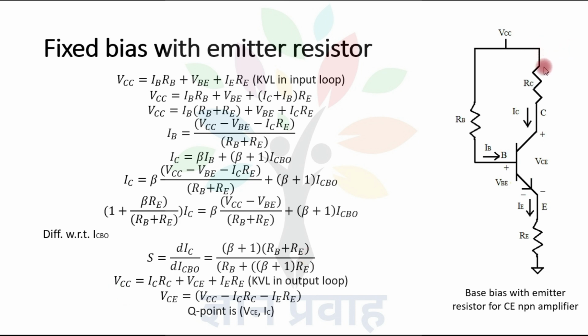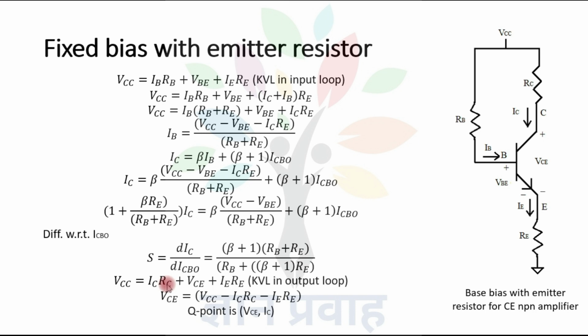Here we are applying the KVL equation in the output loop for the calculation of the second coordinate of the Q point. So VCC equals IC RC plus VCE plus IE RE. From this equation VCE equals VCC minus IC RC minus IE RE, and we have already calculated the value of IC by applying Kirchhoff's voltage law in the input loop. So these values, VCE and IC, are the Q point values or Q point coordinates.